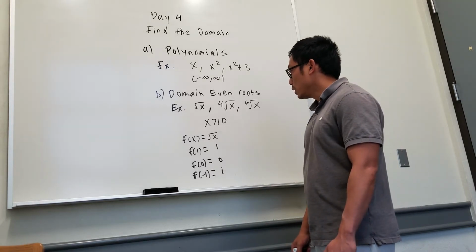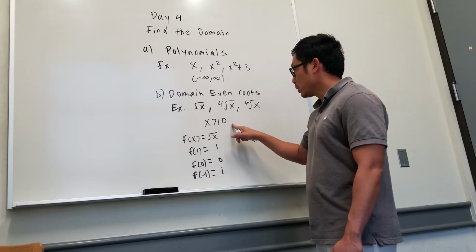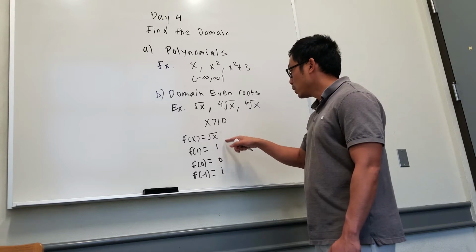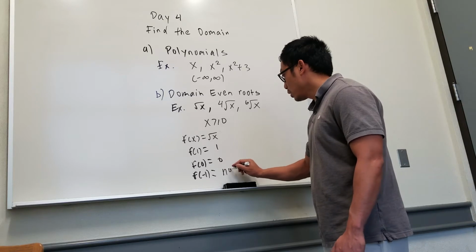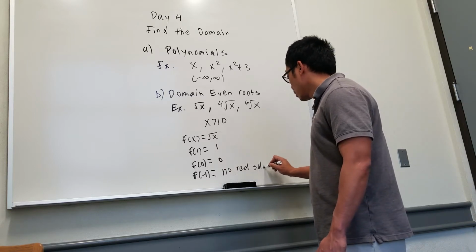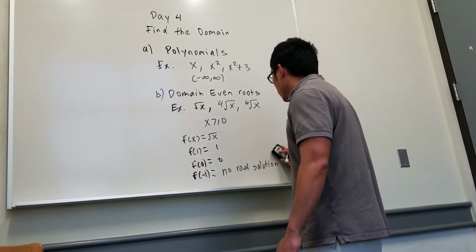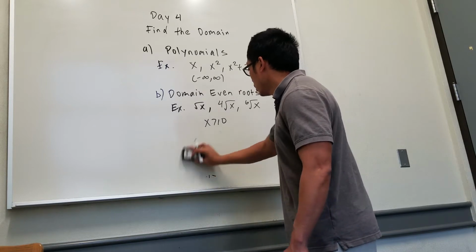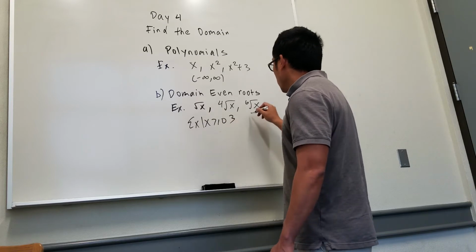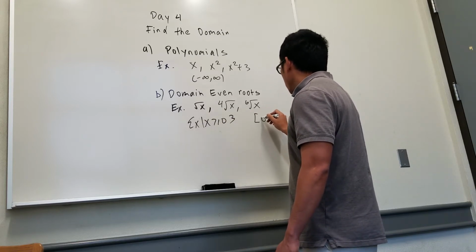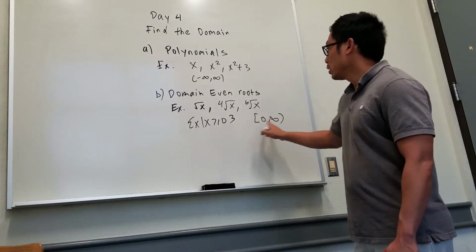So what do you think the domain is based on this? If nobody told me, this would be it, because I could have any number except negative numbers. Plugging in negative 1, I get i, or no real solution. That's why the domain of even roots is x is greater than or equal to 0. This is called set notation, so I'm going to write it in set notation. And the interval notation would be something like this. That means it includes 0 and goes to infinity. Set notation, interval notation.